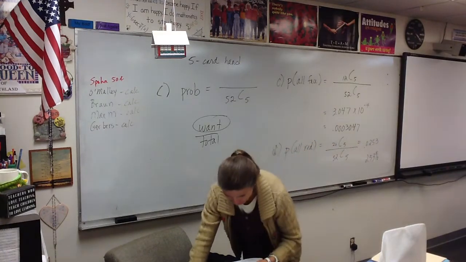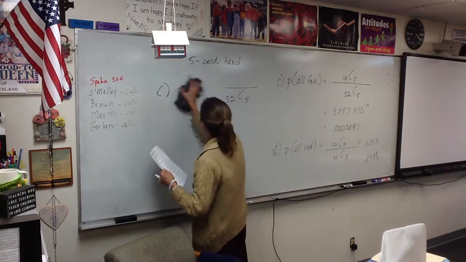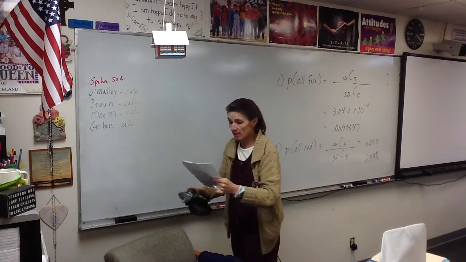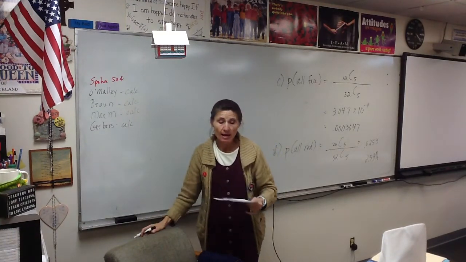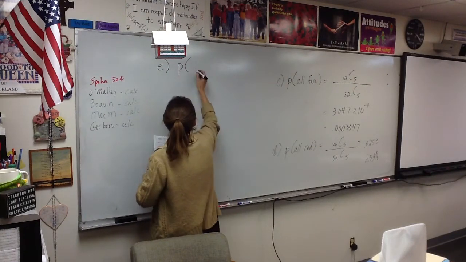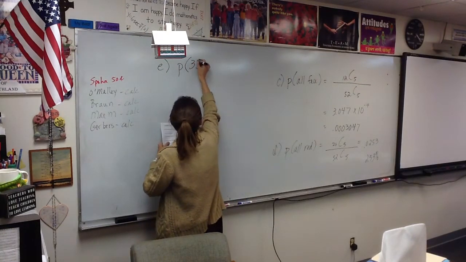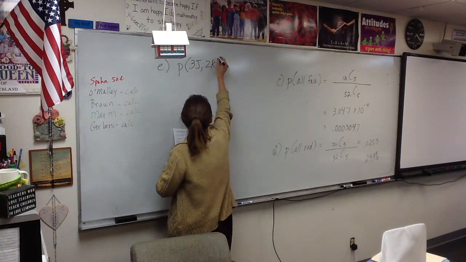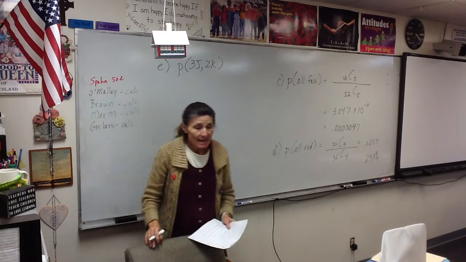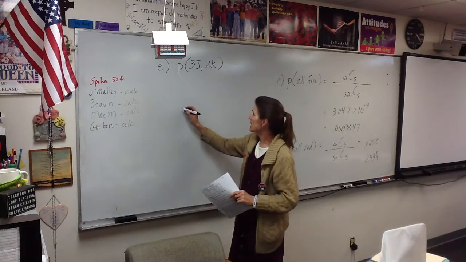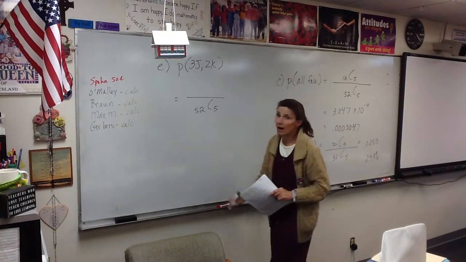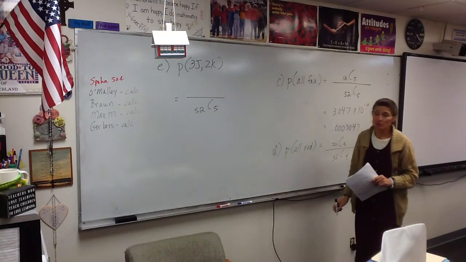E. What is the probability of being dealt a hand with 3 jacks and 2 kings? So E is what's the probability of 3 jacks and 2 kings? All right, once again, it's a 5-card hand. So my denominator is going to be 52C5. That isn't going to change.